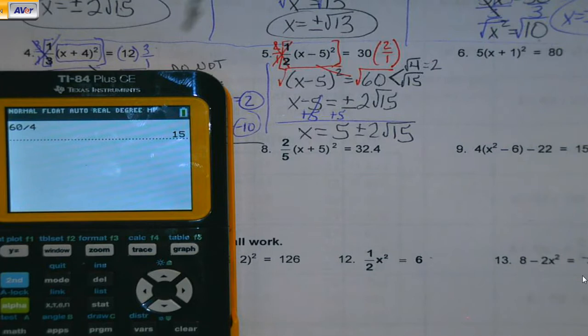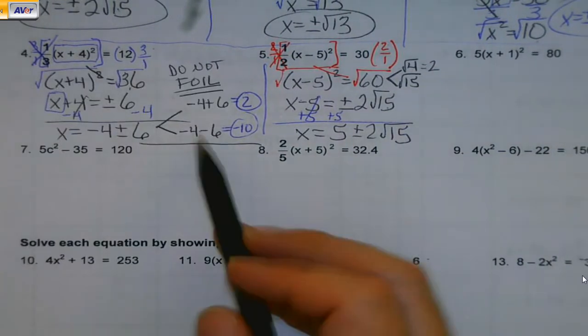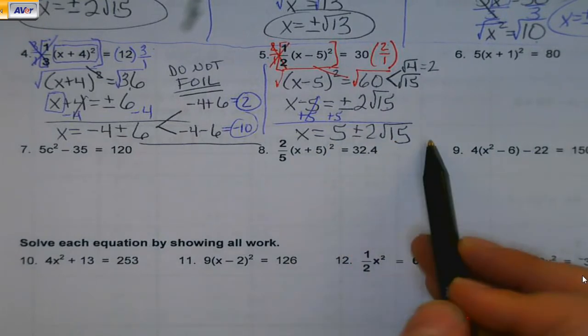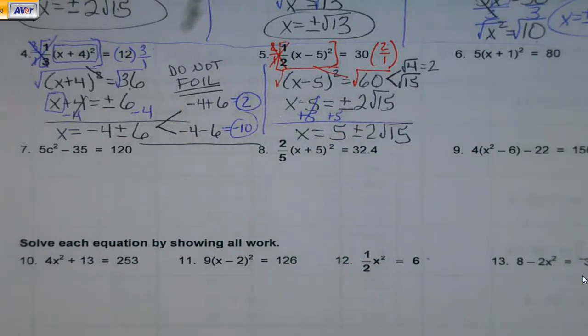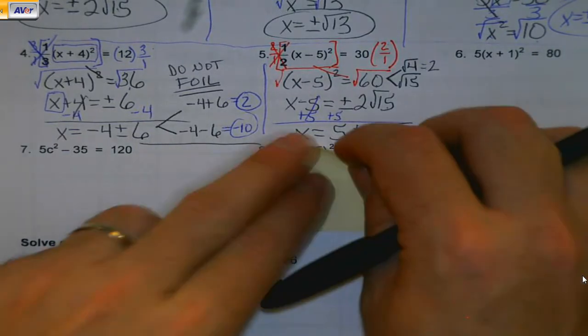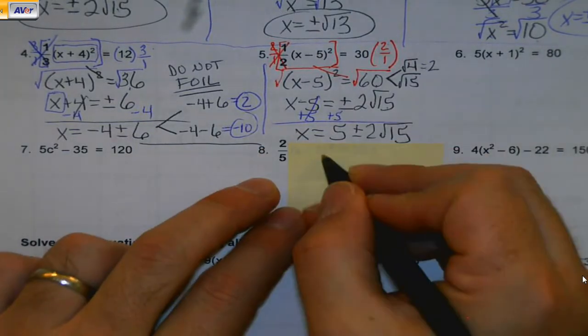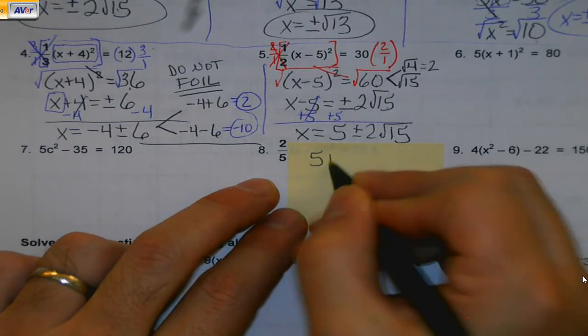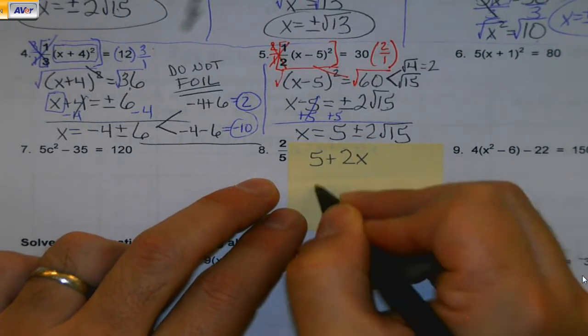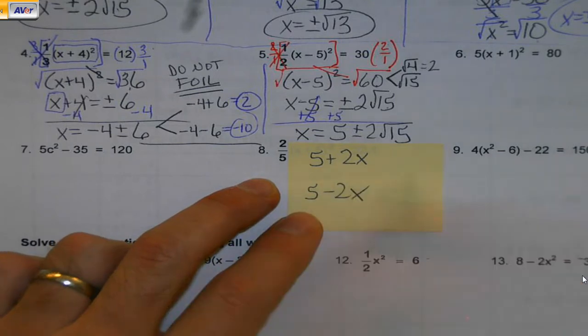You're like, well, can I break it up into pieces like you did this one now and do 5 plus 2 with that and 5 minus 2? No. And here's why. Let me ask you this question. You don't need to write this down, just kind of see. If I had 5 plus 2x and 5 minus 2x.